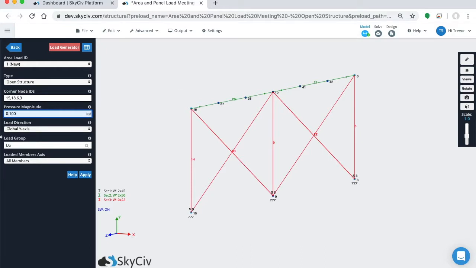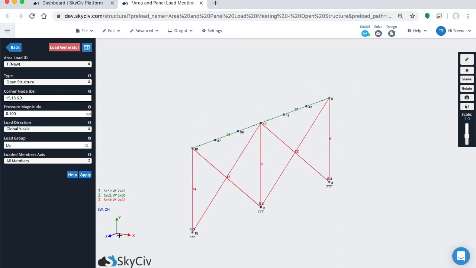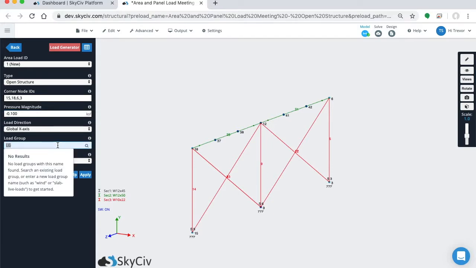Similar to the other load mechanisms, you can do it in any global axis or local axis. We're going to be doing it in the global X axis, and we're doing it in the negative direction since we're blowing our pseudo wind at the frame this way. And then we'll just give it an arbitrary load group name. We'll say wind load, minus X.